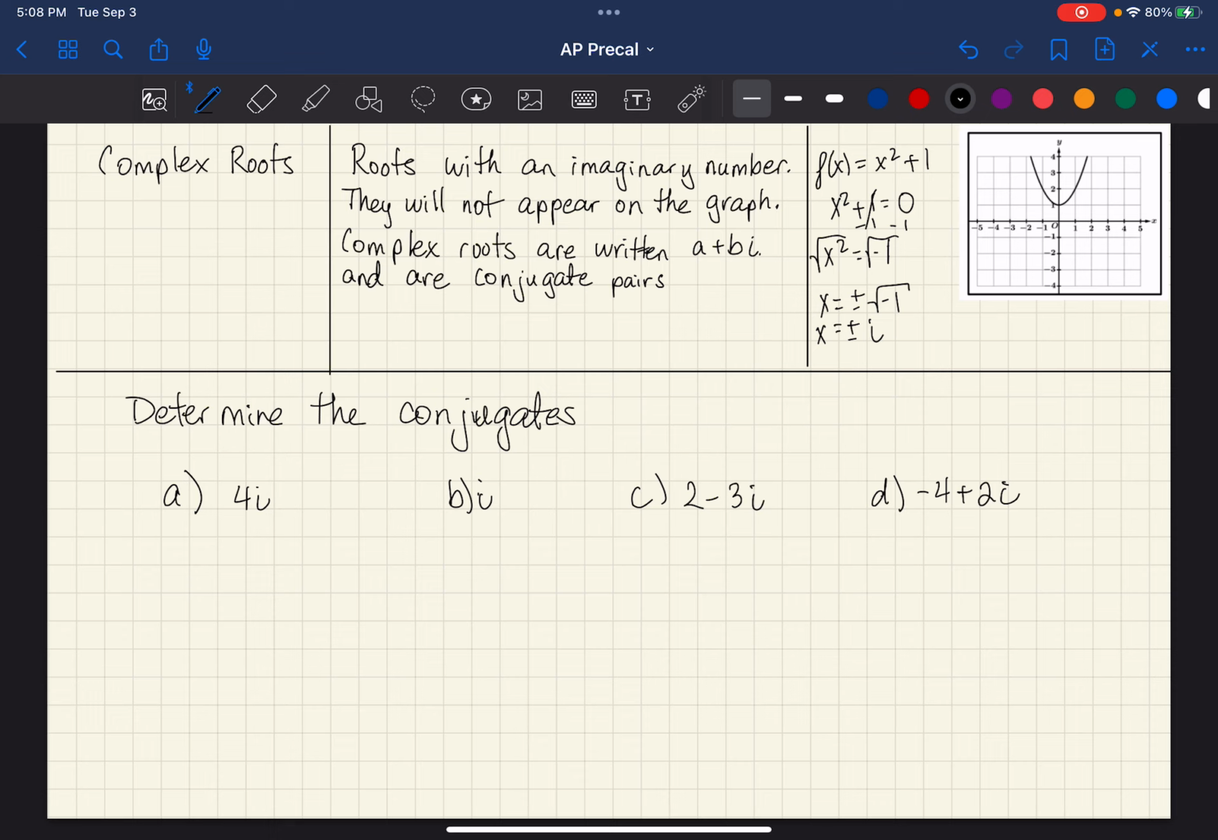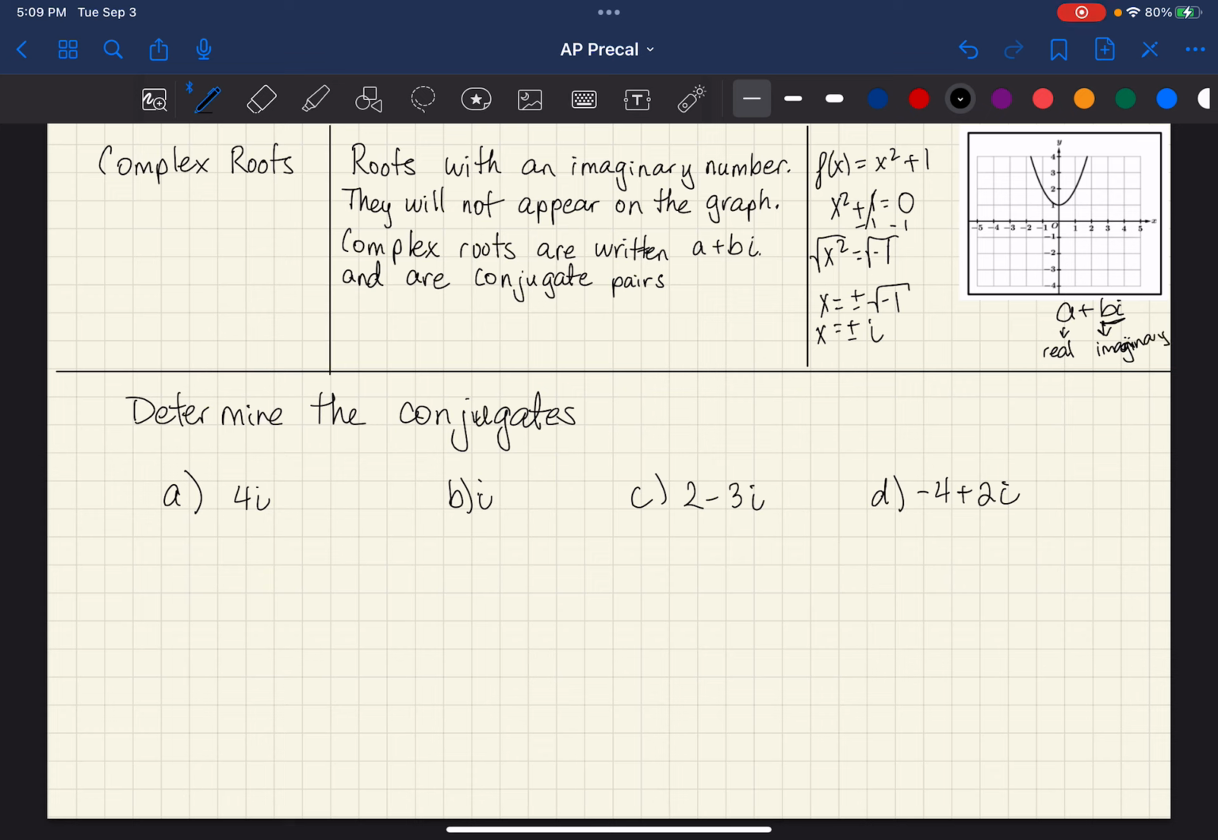Now remember that when we wrote about this in our notes, which we should have covered in Algebra 2, in a plus bi, a is my real component, and bi altogether is my imaginary component.